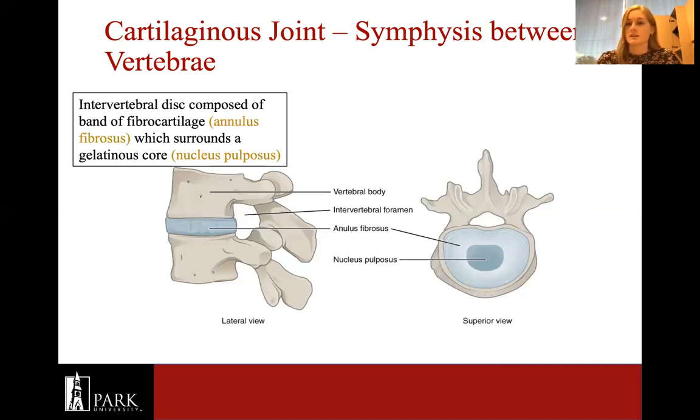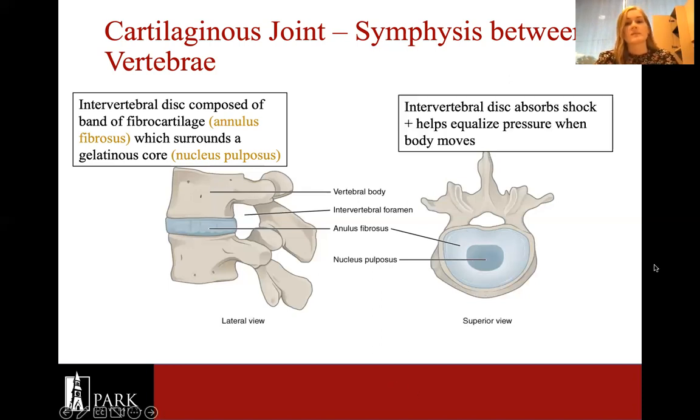When you herniate your disc in your back, you're herniating this intervertebral disc. What happens there is that nucleus pulposus, which is jelly-like, is going to protrude and push out from that annulus fibrosus. And that generally results in a nerve being pinched, which is extremely painful. So again, those intervertebral discs are going to absorb shock, and they're going to help equalize pressure as your body's moving. Our body's constantly trying to adapt to whatever movement or environment that we're in.